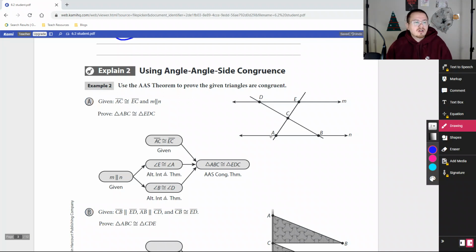This is a flowchart proof. And this type of diagram, you're going to start seeing a little more often. So we're given, and we're given. Lines M and N are parallel. Line segments AC and EC are congruent. So I'm going to show that, prove that the triangles are congruent. So let's figure out what they did here.